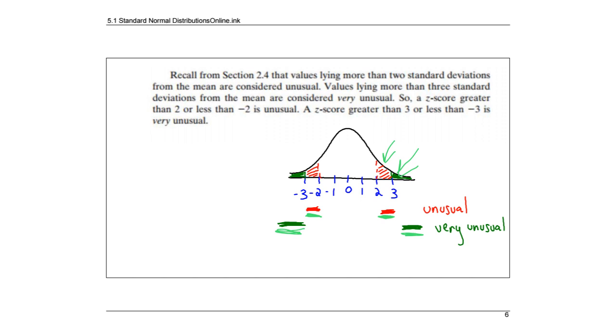So once we pass 2 standard deviations away, we're unusual. And then if we pass 3 standard deviations away, we're very unusual. The same thing happens on the other side. As soon as we are 2 standard deviations below the mean, we are at unusual. As soon as we come 3 standard deviations below the mean, then we are very unusual.